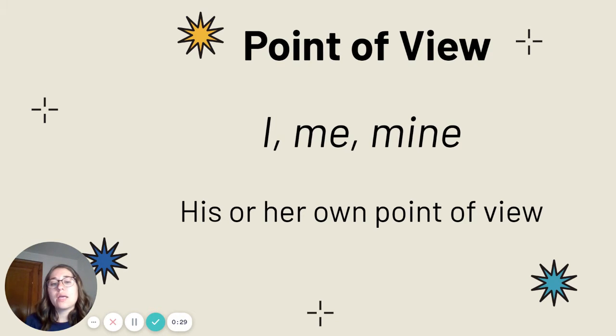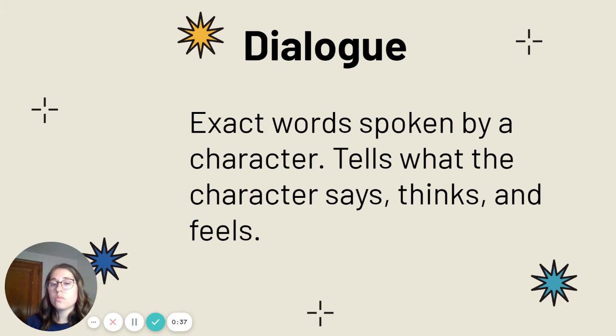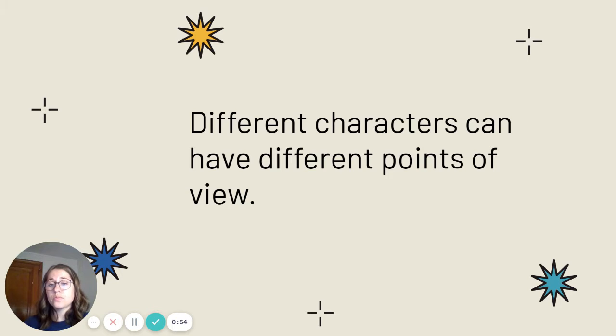If the story says I, me, or mine, then the story is coming from the person's own point of view. We can use dialogue to help us figure out the point of view of a character. Remember, dialogue are the exact words spoken by a character. It tells us what they say, think, and feel, and it can help us to figure out the point of view. Different characters in a story can all have different points of view.